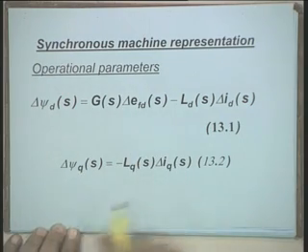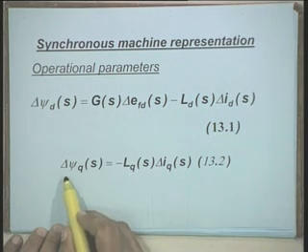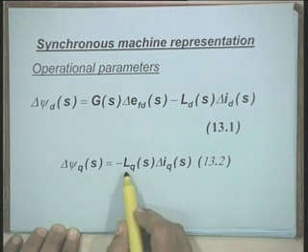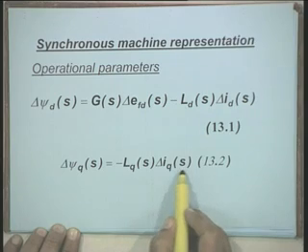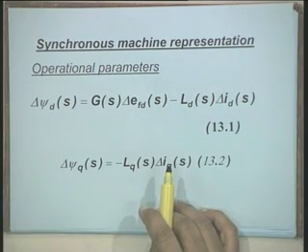Now, similarly, we can write an expression for the quadrature axis network: delta psi qs equal to minus LQS delta IQS, because in the case of the quadrature circuit there is no applied voltage and there is no field circuit on the q axis. On the q axis we have always the damper circuits.